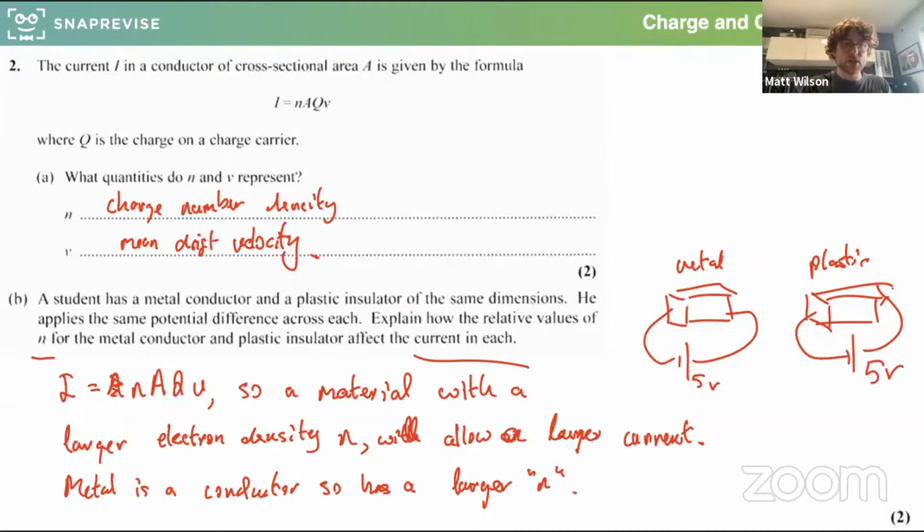Good. Okay. So that's a nice question. You actually see now an equation that shows you the difference between conductors and insulators. The difference is in this number N, and it's right there in the equation that tells you how much current is going to flow.